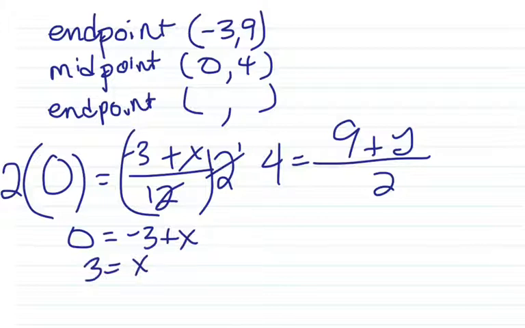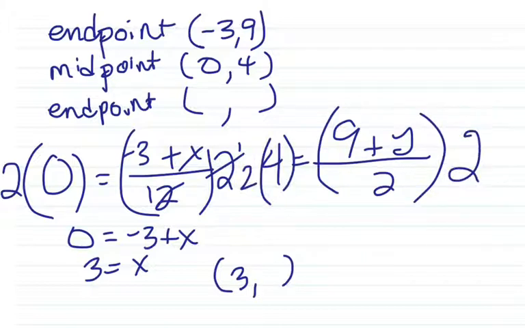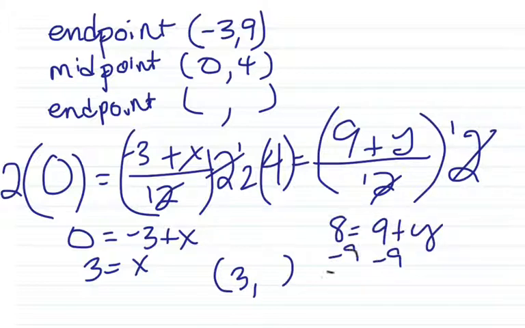So the x-coordinate of our endpoint is going to be 3. And then the y-coordinate of our endpoint is going to be negative 1. So that would be the other endpoint.